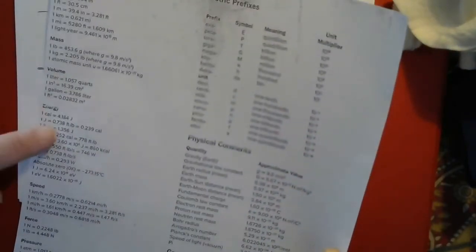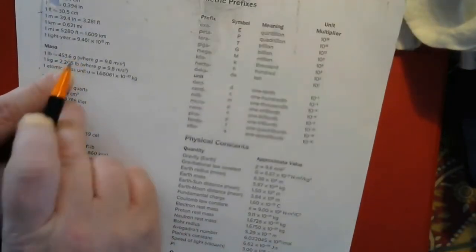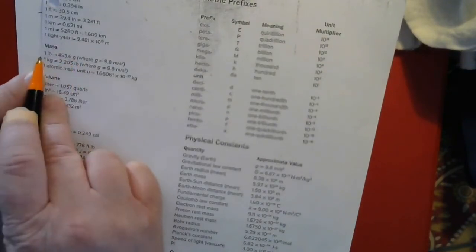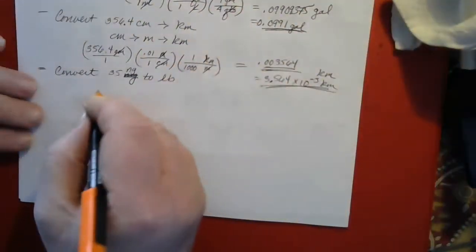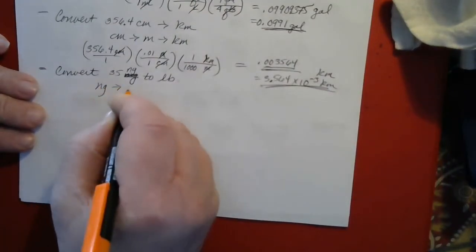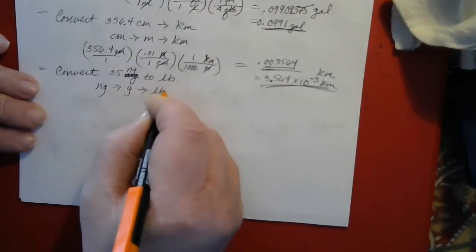So let's see if we can get from nanograms to grams. Where is it? Mass. If we can get from nanograms to grams, we can get to pounds. So that's the way we would probably want to do it. Go from nanograms to grams to pounds.